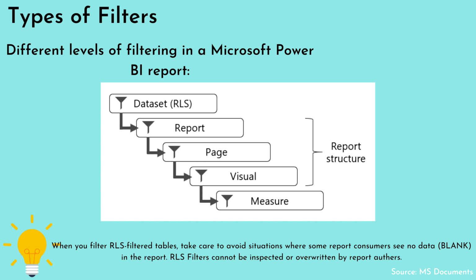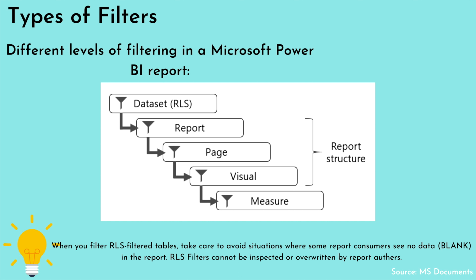For example, RLS, that is row level security. That means the filters that you are applying to your data set. For example, you are sharing your report with a person, but you would like to restrict one country's data for that particular person or your colleague. In that case, row level security plays a crucial part. That means you are already filtering your data set for one particular country. So that is the data set RLS.